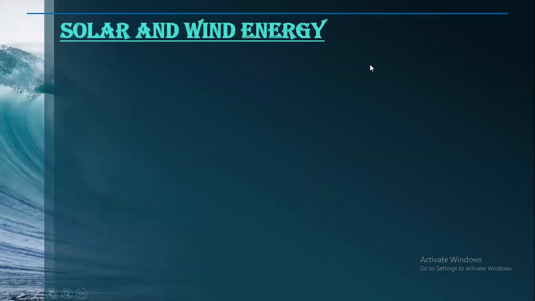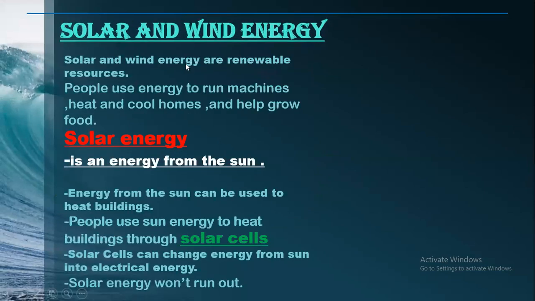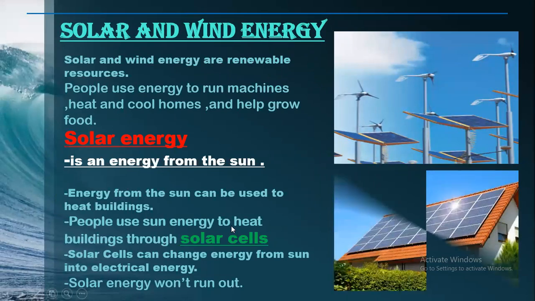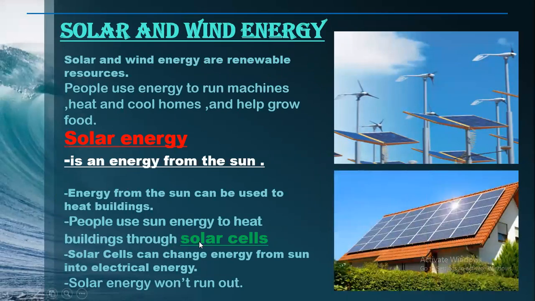Solar and wind energy. Solar energy, guys, is the energy from the sun. Wind energy is the energy from the wind, of course. Energy from the sun can be used to heat buildings. People use the sun's energy to heat buildings through solar cells. Solar cells can change energy from the sun into electrical energy, by solar cells or solar panels.